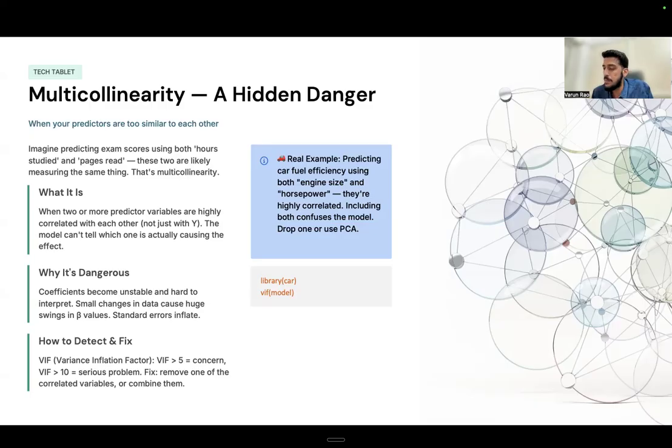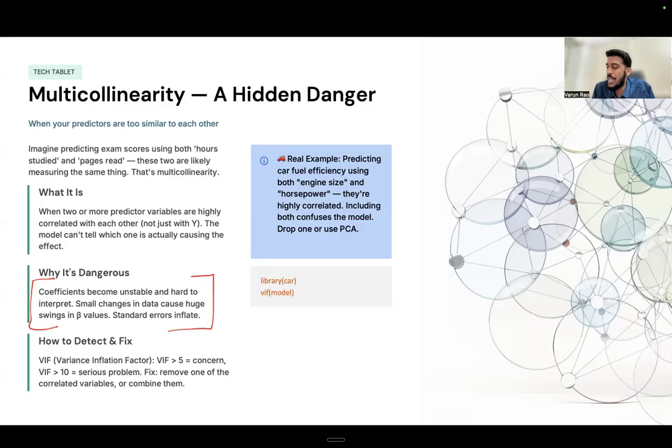Now, why is it dangerous? Because coefficients become unstable and they become very hard to interpret. And because of this, standard errors inflate. You see how standard errors become bigger. Now, how do we fix this? How do you find collinearity, if it exists or not, and how do you fix it?